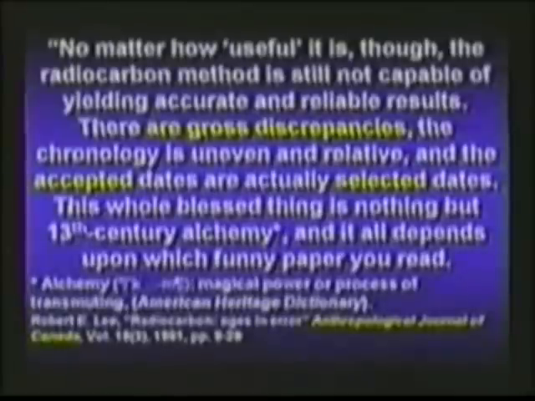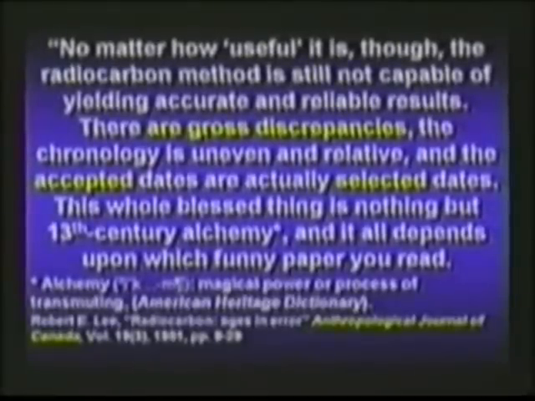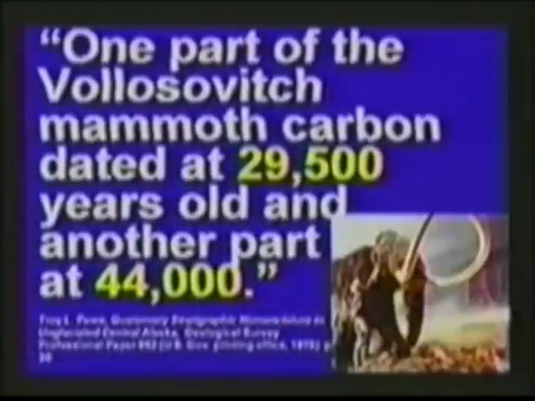This guy says, no matter how useful it is, the radiocarbon method is still not capable of yielding accurate and reliable results. There are gross discrepancies. The chronology is uneven and relative, and the accepted dates are actually selected dates. The whole blessed thing is nothing but 13th century alchemy. It all depends upon which funny paper you read. Here's one part of a mammoth, 29,000 years old. Another part's 44,000. Same animal. That's a slow birth.